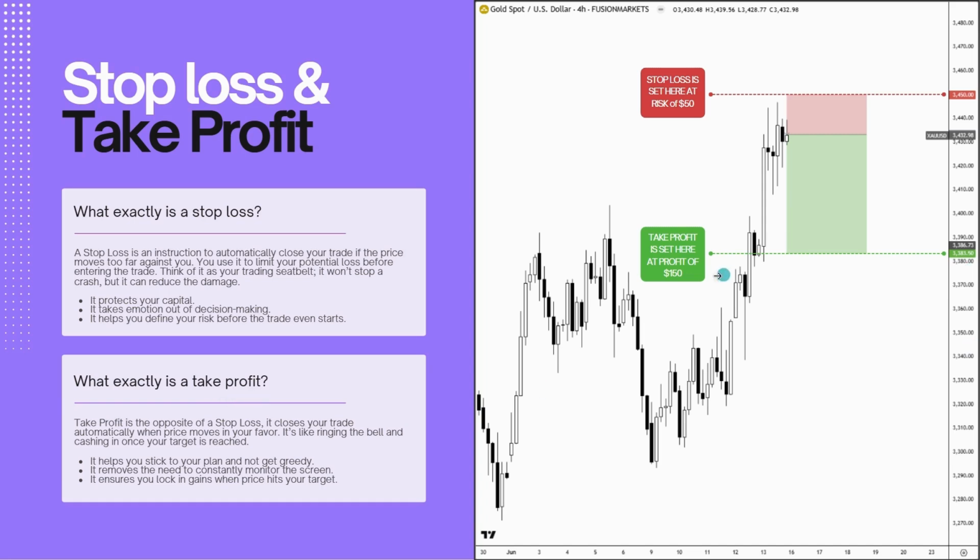Now, the reason why take profits can be beneficial is because it helps you to stick to your plan and not get too greedy, right? Not taking profit too soon. It removes the need to constantly monitor the screen, and it ensures you lock in gains when the price reaches your expected level. Now, on this chart, we have a very simple and quick example of a sell trade in the TradingView platform that was executed at 34.32. We had our stop loss set at 34.50, risking a total of $50. And we had our take profit set at 33.83 with an aimed profit of $150.